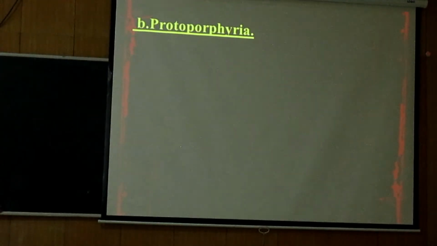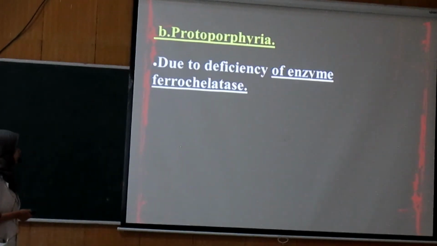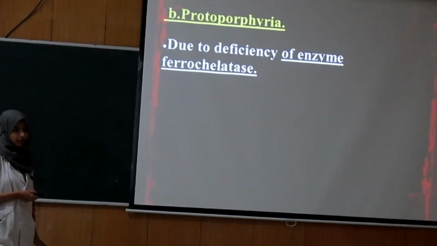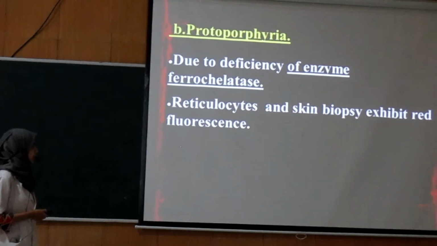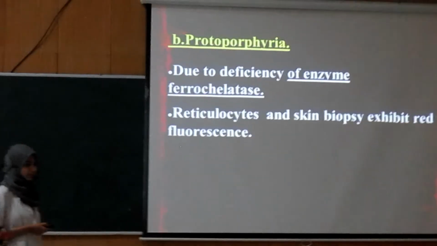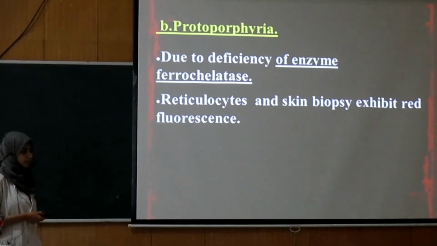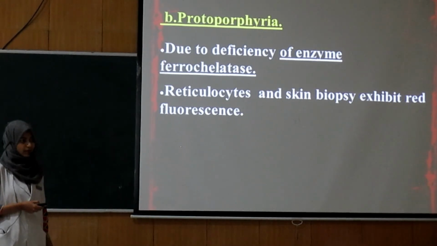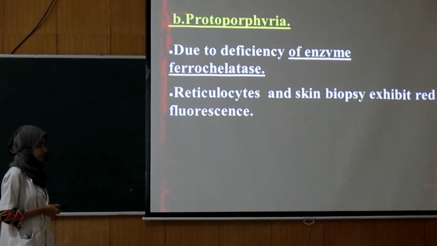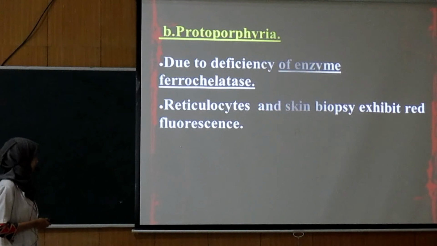The next type of erythropoietic porphyria is protoporphyria. It is due to the deficiency of the enzyme ferrochelatase. This enzyme is inhibited by light, so reticulocytes and skin also exhibit red fluorescence. The deficiency of ferrochelatase leads to the accumulation of protoporphyrin IX. That protoporphyrin IX is hydrophobic, so it cannot be excreted in urine. Elevated levels of it are seen in bile, blood, and feces.